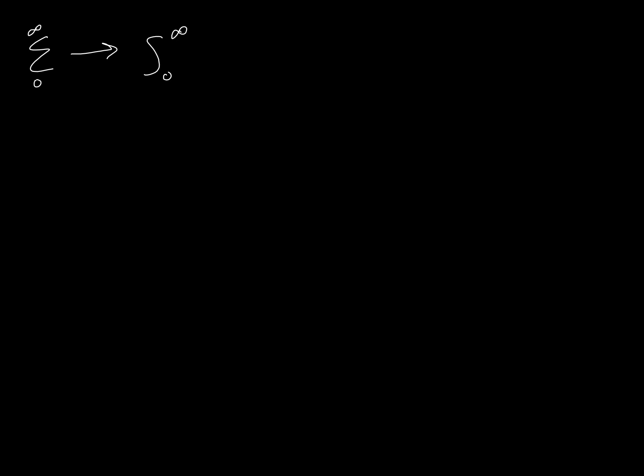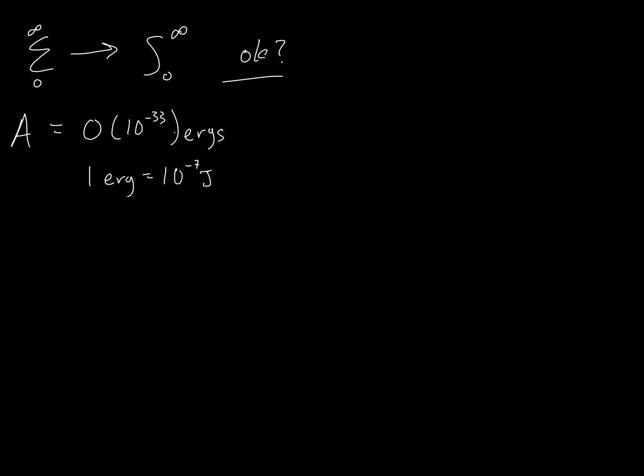Much, much easier to use calculus than it is to tinker around with an infinite summation. So is this okay? The answer we know is yes, because that's what we're going to do. But if we look at the actual parameter, the A parameter, which is the prefactor in the energy of our model, the particle in a box, A is on the order of 10 to the minus 33 units called ergs, where 1 erg is equal to 10 to the minus 7 joules. Just a small unit that's really commonly used in these types of calculations.